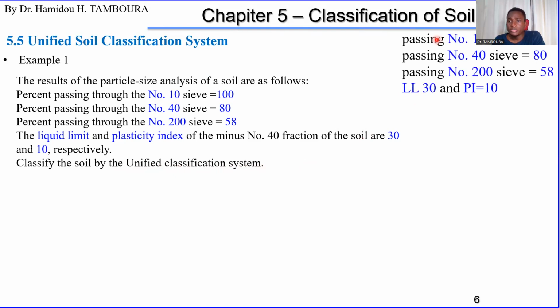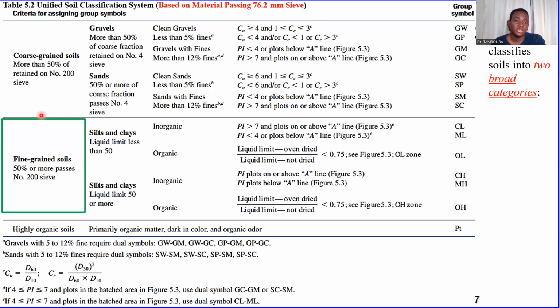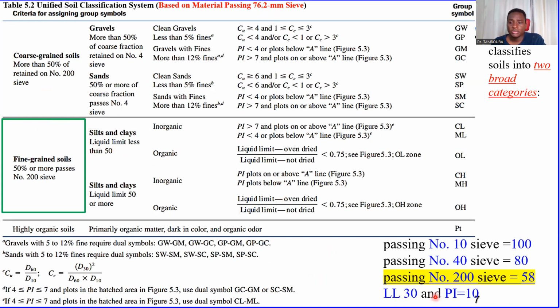So I'm going to put here just a summary of the percentage passing of each sieve and the liquid limit and plasticity index. I think you remember this table. We studied this table in the previous video. So according to this, the passing of sieve number 200, we have 58% passing.